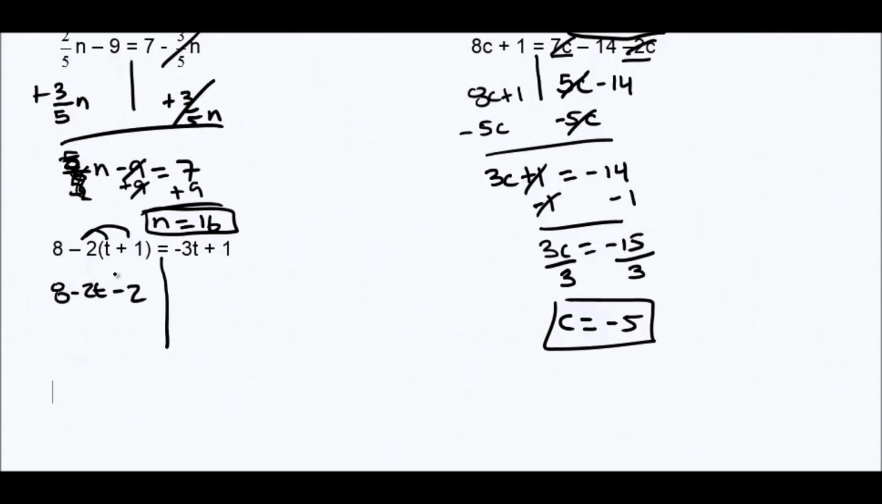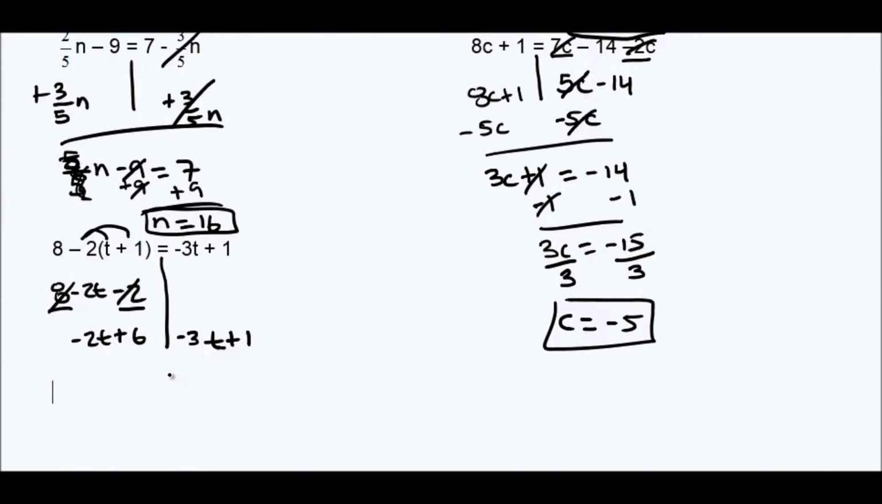So in addition to distributing, I also have to combine like terms. 8 minus 2 is 6. Because 6 is positive, you could just put plus 6 and bring down the negative 2t. So on the left side, I have negative 2t plus 6. On the right side, bring that down: negative 3t plus 1. I like to curve my t's because I don't want the t to get mixed up with my addition sign. Now I have variables on both sides.